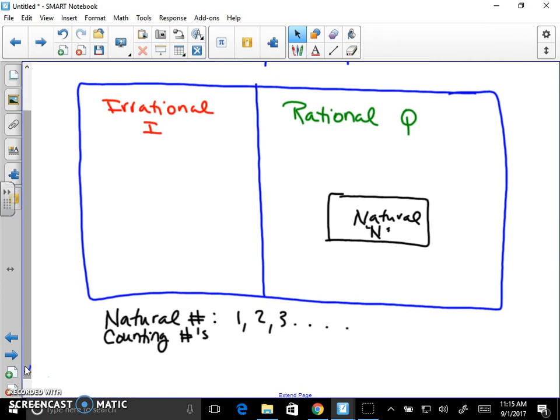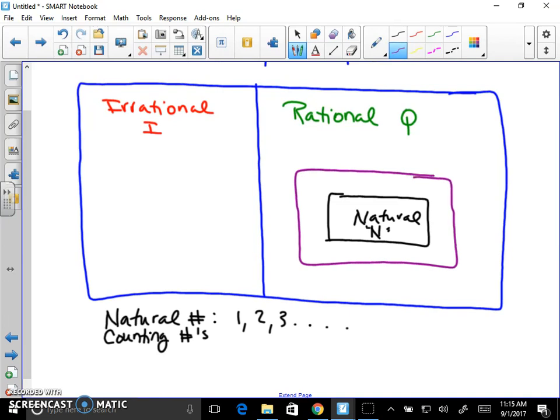The next subgroup, let's use this one, we would call whole numbers. Whole numbers we use a W. So your whole numbers are your counting numbers plus 0. So the only difference between those two is you add a 0.